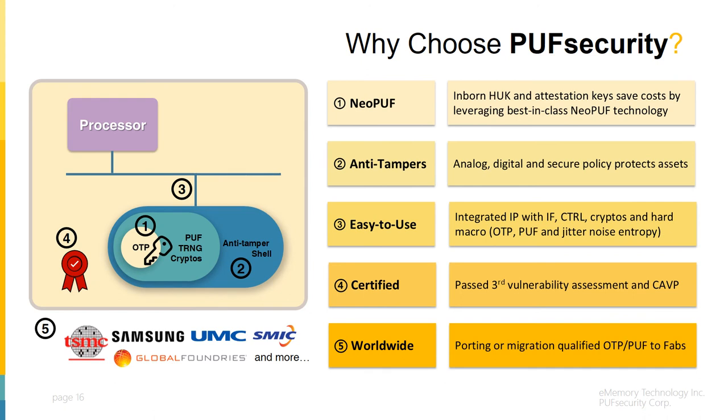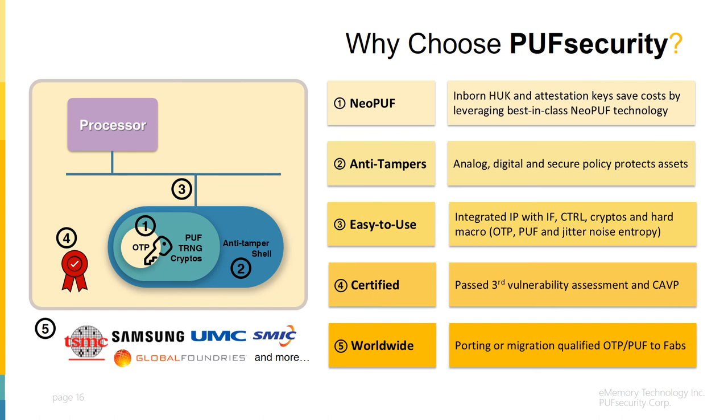This is the summary page. I want to emphasize again the advantage of using PUF and PUF's security solutions. First of all, PUFsecurity's products can provide on-chip HUK, private and public keys without a costly secured clean room. Secondly, PUFrt or PUFiot has a comprehensive anti-tamper design, which can resist invasive, semi-invasive, and non-invasive attacks. Third, our solutions already have standard interface, controller, OTP, true random number generators, secure operations, firmware, and API. It's one-stop shopping to get what you want.